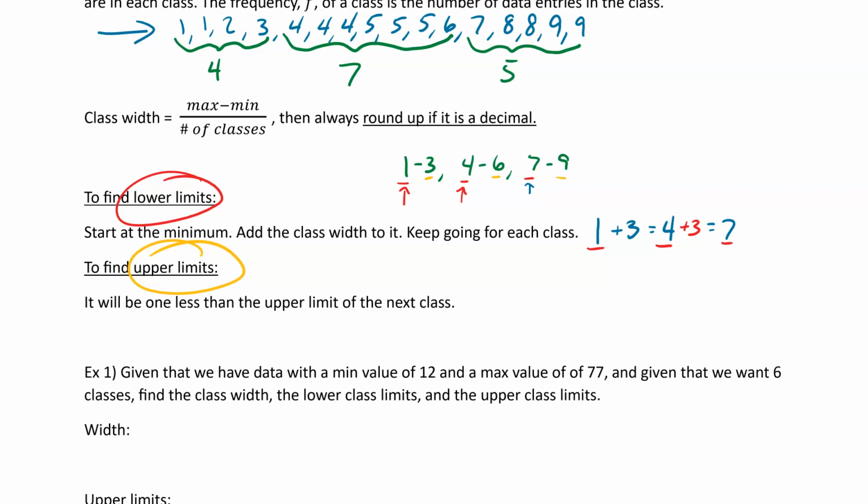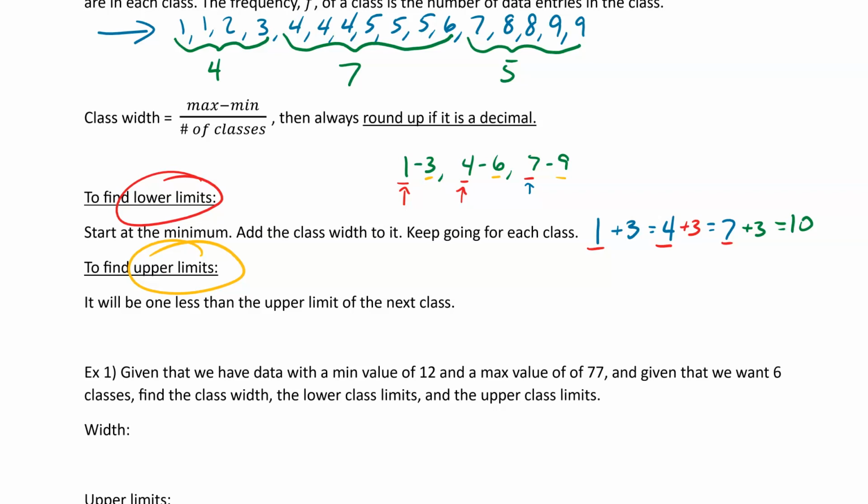Now, you'll know when to stop, because if you end up trying to add it again, so if we try to do plus 3 again, that would give us 10. That's actually higher than our max, because in the numbers that we were given, 9 was the max. So why would we need to start a class at 10? That wouldn't make any sense, right? So we're just going to have 1, 4, and 7 as our lower limits.